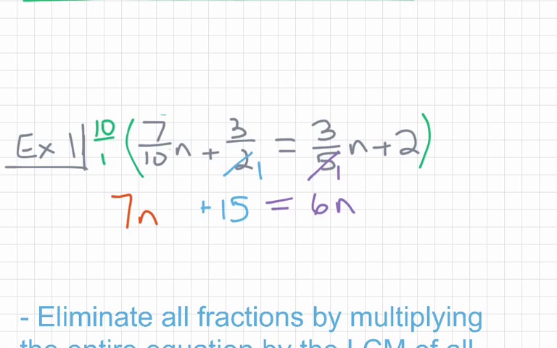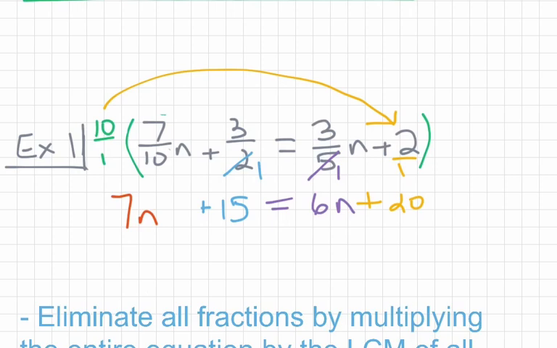Now for my last term, I'm going to multiply 10 over 1 times 2. Don't overthink this. There is no denominator here, so we don't need to write one down. It's a mere 10 times 2. Bring down the plus sign, gives us 20.